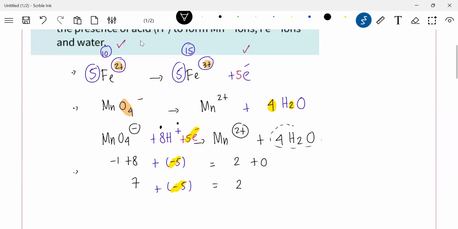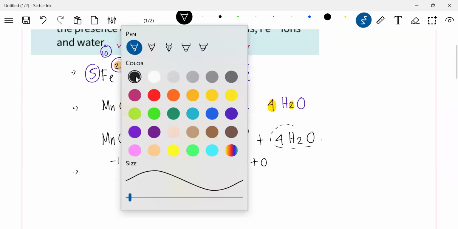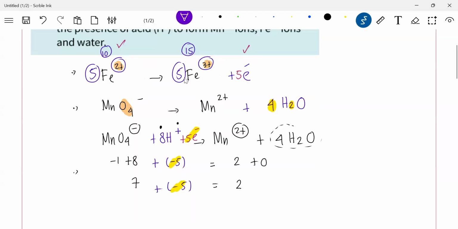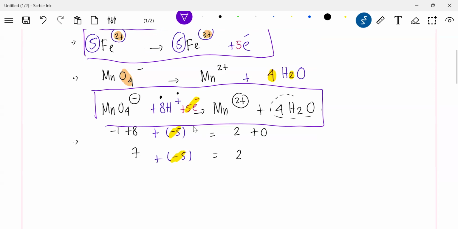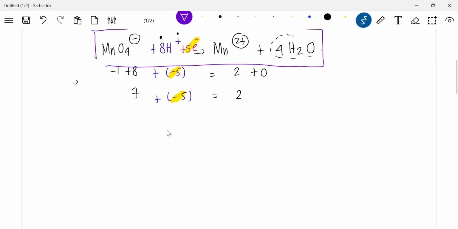Okay. So this is not final, Adiva. This is the first equation. Take a look. This is the first equation for the ferrum, and then this is the second equation for MnO4. So let's combine them together. I will rewrite again. Mn, we have to copy it.